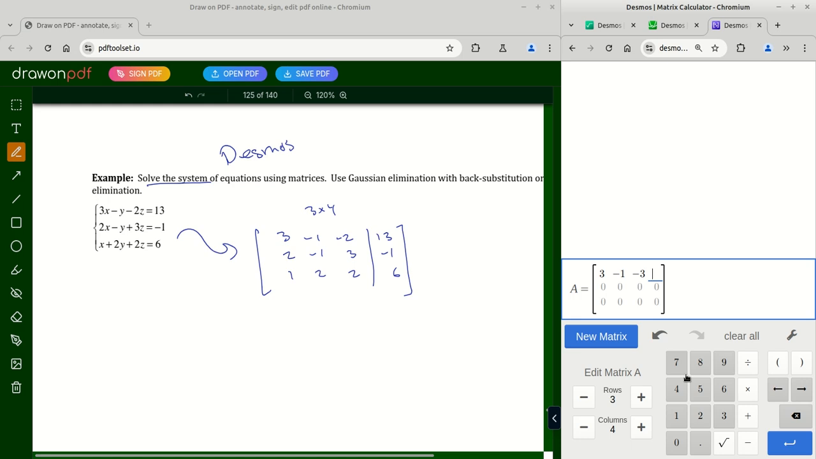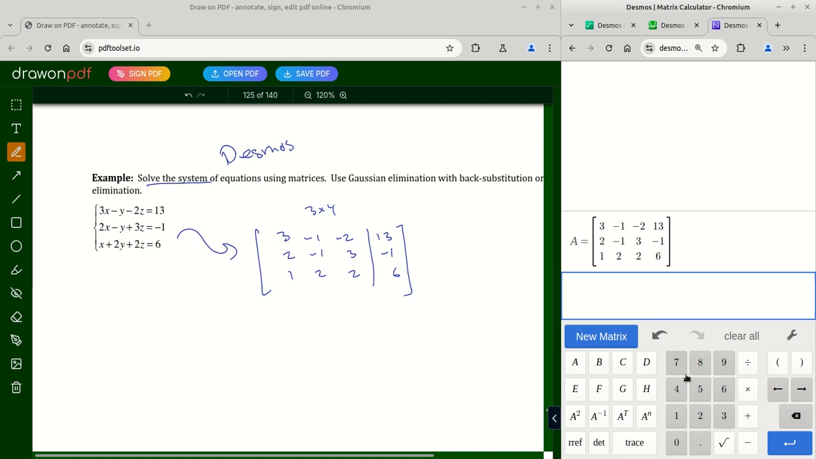Notice that the augment is not there. You have to just kind of use your brain for that one. Just say, oh yeah, it's there. It's imagination. Okay, so we have it all in there.